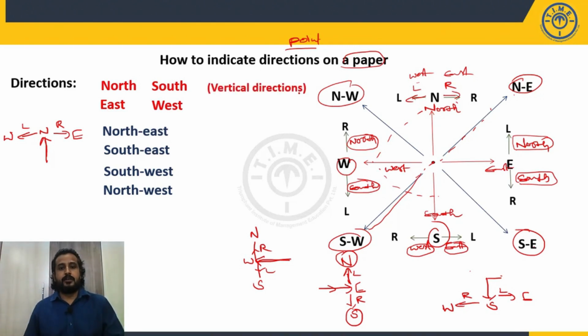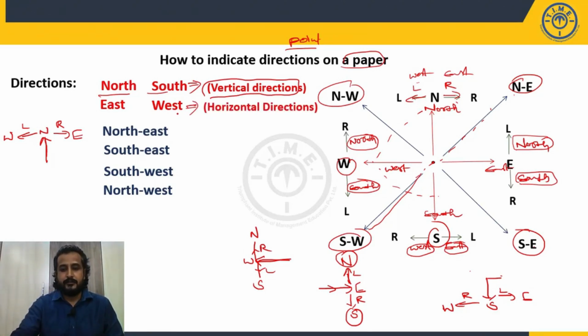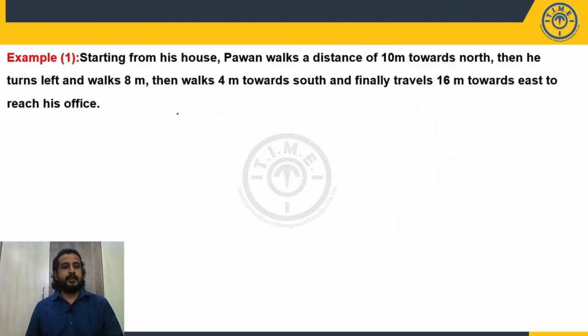Okay. The two more important points. So vertical directions. What are vertical directions? North and south. These two are vertical directions. And the horizontal directions, east and west. Horizontal directions are east and west. Now, let us take one example.